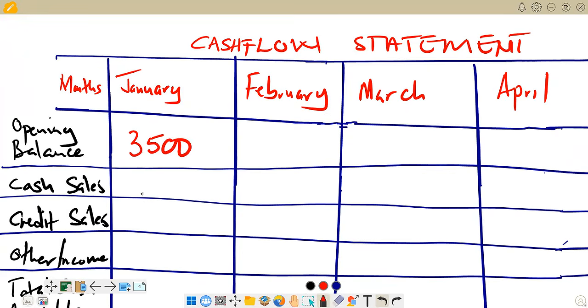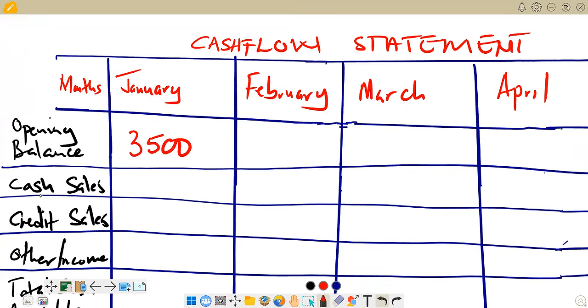You'd see that in February, the balance that you're going to start with will be the closing balance in January. The balance at the end of January, we are going to take as the opening for February. And the same applies to March and April.